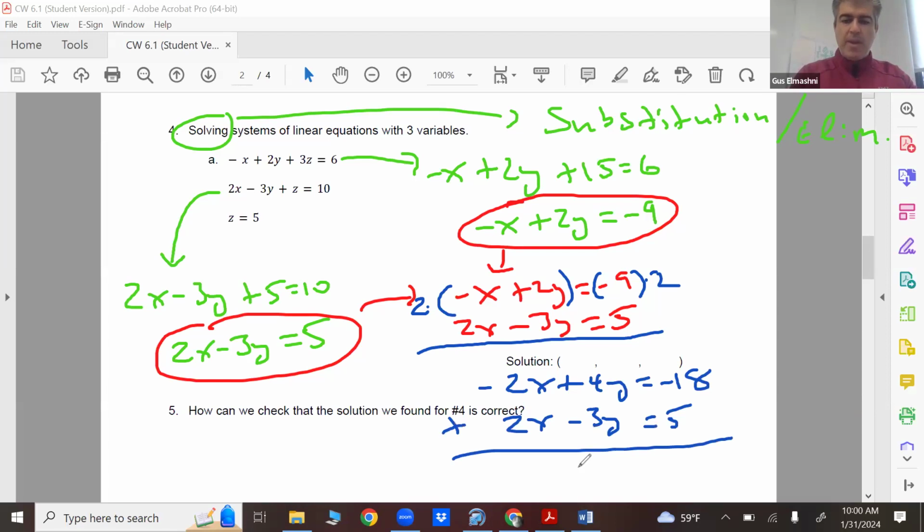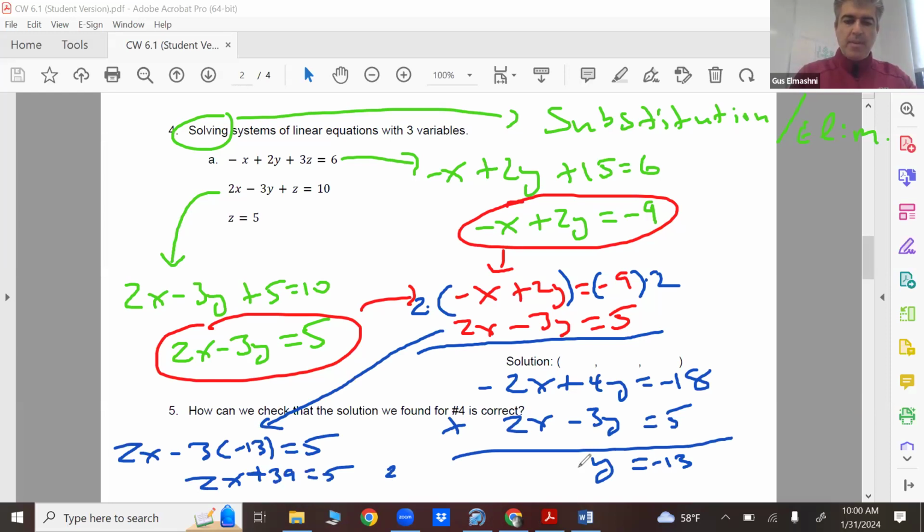And now I'm going to add the equations, right? Because that allows me to cancel out the x's. So I get y equals negative 13. Plug back in either equation. I get 2x plus 39 equals 5, or 2x equals negative 34. Therefore, x is negative 17. So you're going to write your answer like this: -17, comma, -13, comma, 5.